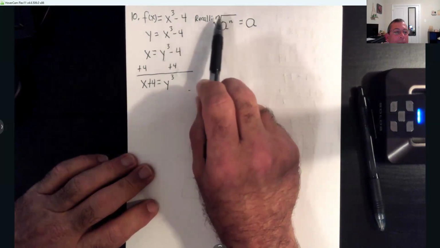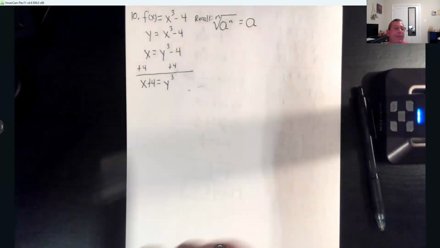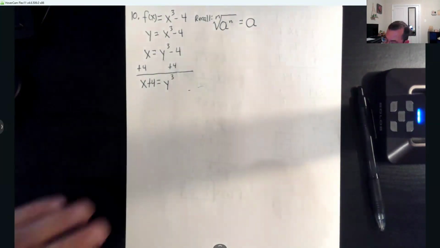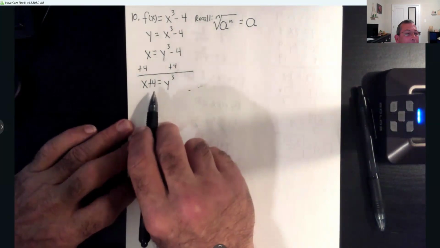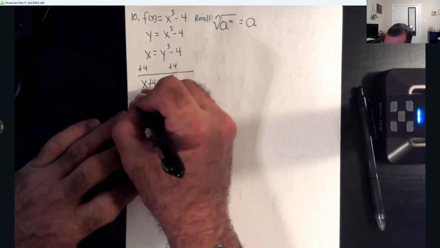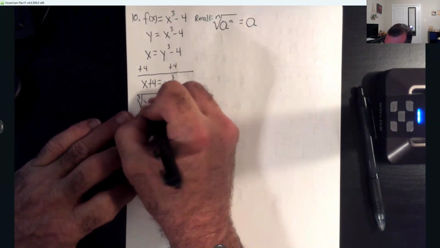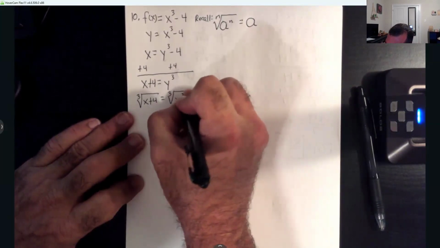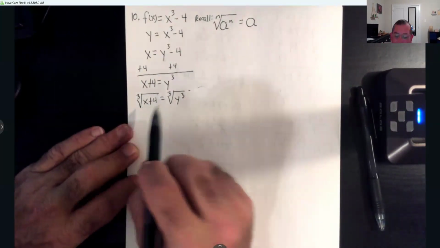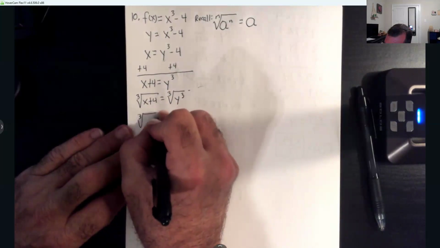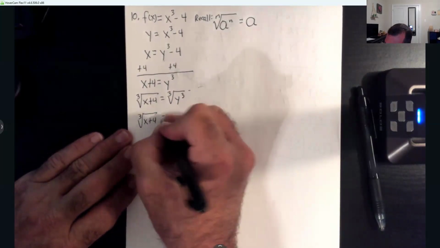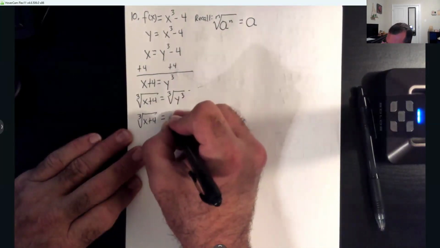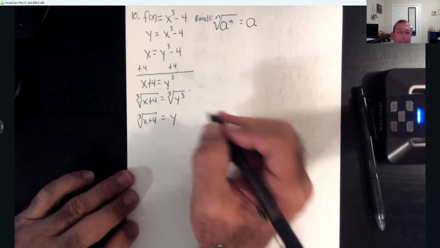If it's a 3, we take a cube root. If it's a 4, we would take a fourth root. A 2, I would take a square root, okay? So we're going to take the cube root of x plus 4. We're going to take the cube root of both sides. So, y'all, we cannot do anything to that. So that's going to stay a cube root x plus 4. But here, this cube root cancels with that exponent, leaving me a y.